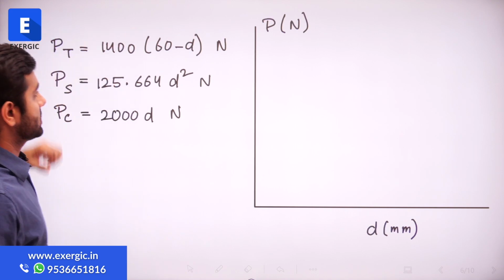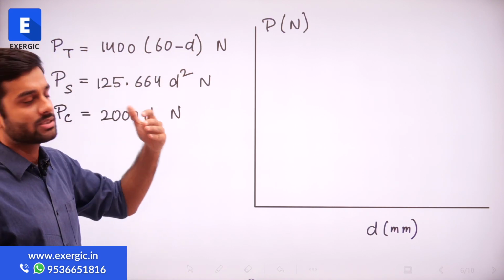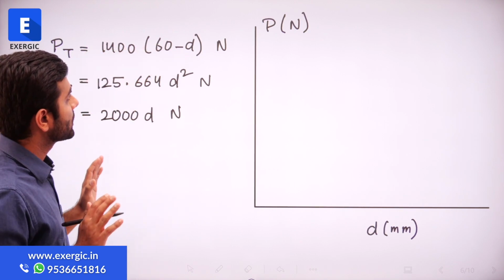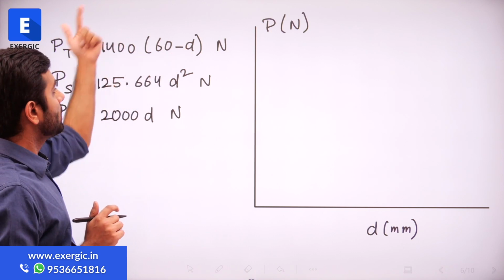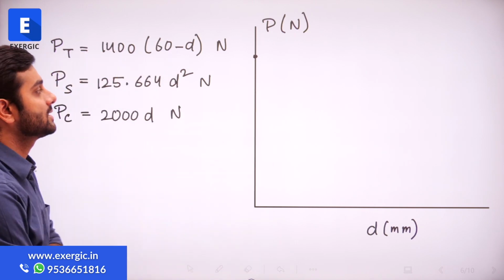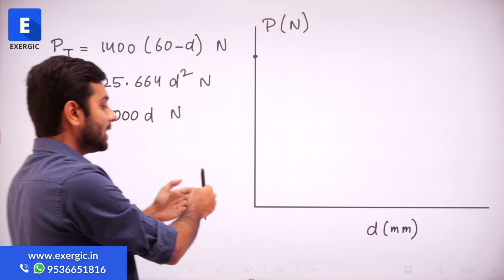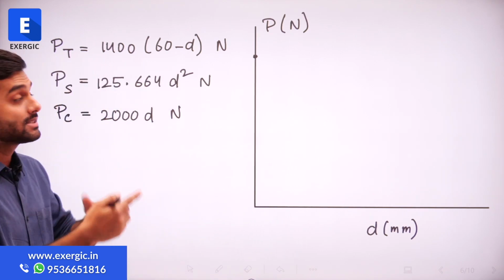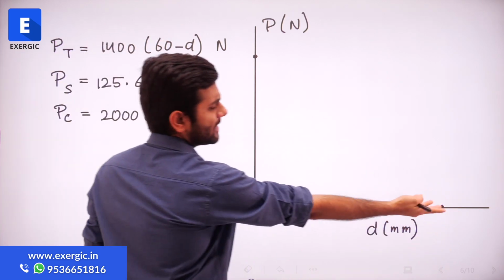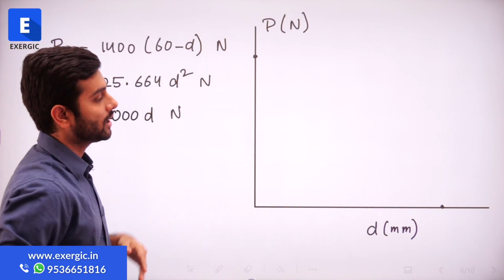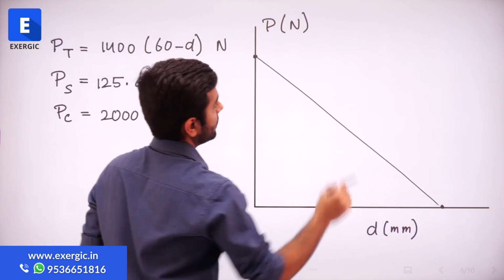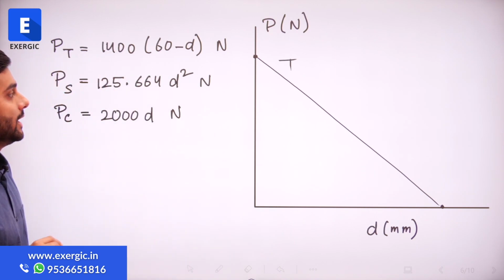The first expression looks like an expression of a straight line, right? Y is equal to mx plus c. You rearrange, you will get some values here. When the value of D is 0, P will be maximum, maybe somewhere here, right? D is 0, then 1400 multiplied by 60 Newton is P. And when you keep on increasing the value of D, it will reach 60, then this term will become 0, P will become 0, PT will become 0, right? Maybe let's say here at D is equal to 60, P value will become 0. This is a straight line, as we can see from here. So let's say this is how the line of tension is going to be made.